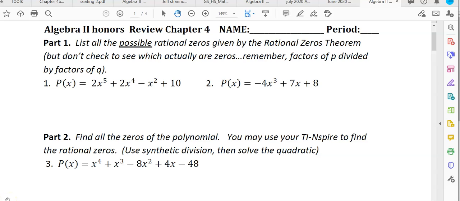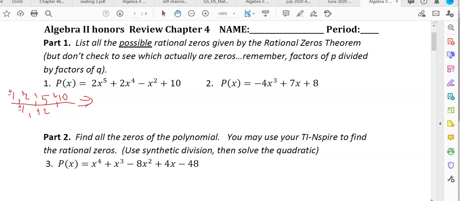Okay, so this is factors of the last term. Factors of 10 would be 1, 2, 5, and 10. Those are all plus or minus. And then factors of 2 in the denominator, so plus or minus 1 and plus or minus 2. You're going to write out all the different factors of those.